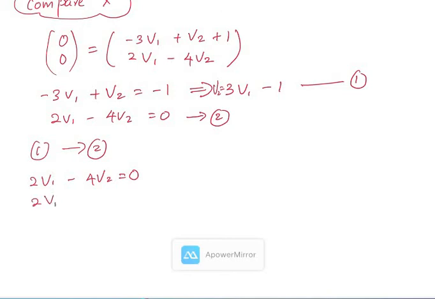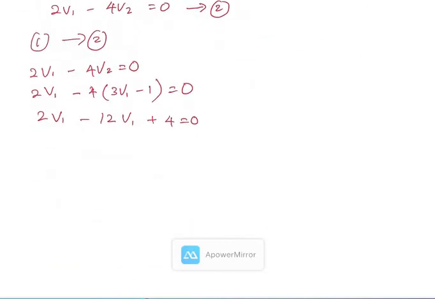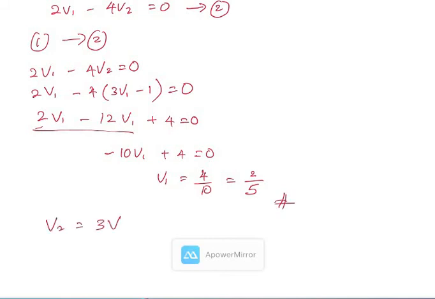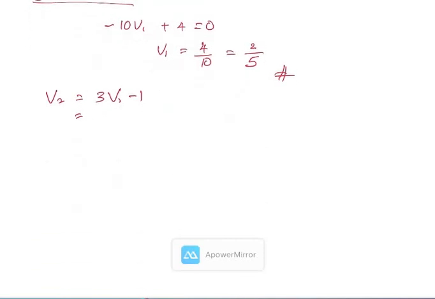Okay, 2v1 minus 4 times (3v1 minus 1) equal to 0. And then 2v1 minus 12v1 plus 4 equal to 0. So I solve this one, I get negative 10 v1 plus 4 equal to 0. So v1 equal to 4 over 10 equal to 2 over 5. Whereas v2 equal to 3v1 minus 1. And I substitute the value of v1. Then I get the value of 1 over 5. Okay, do you understand?